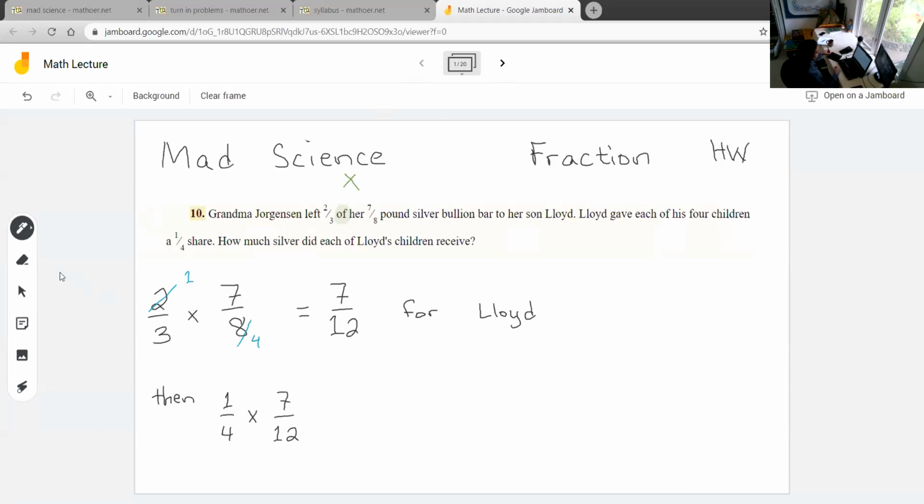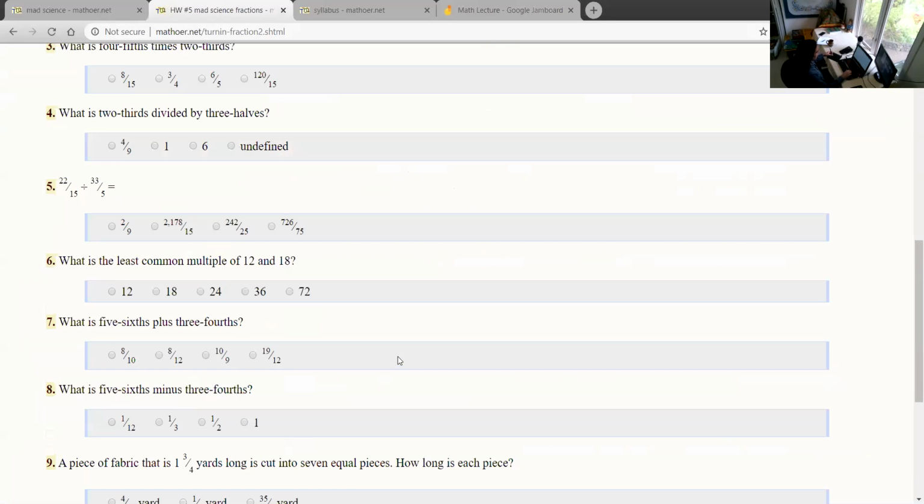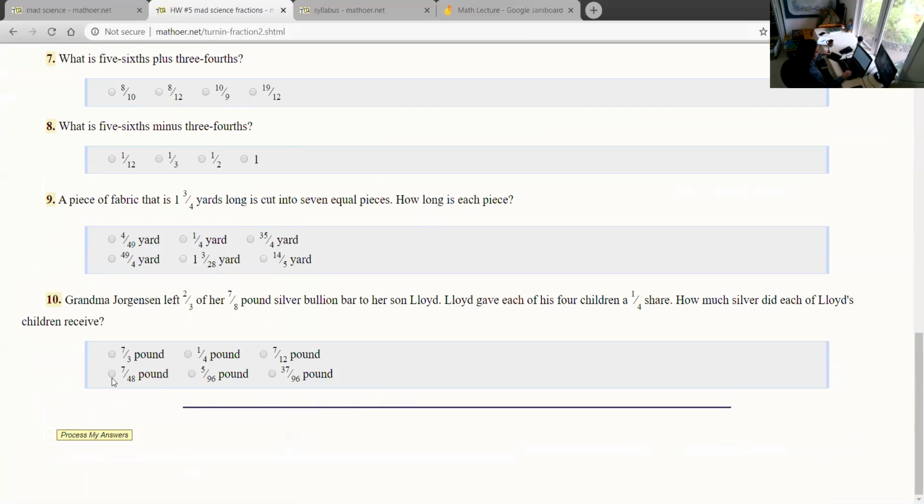There's no canceling that can happen here. We just multiply straight across the top and across the bottom. And we're done. Is 7/48 one of the answers? Let's check. Yep, there it is.